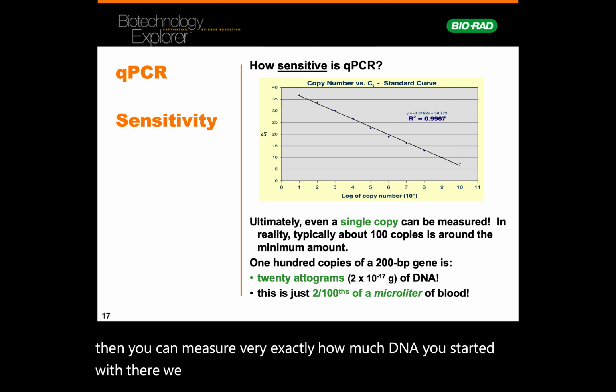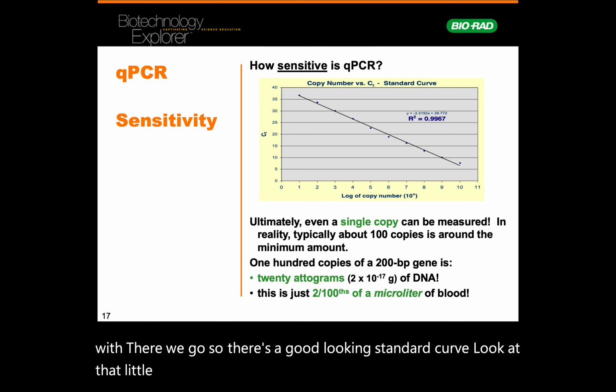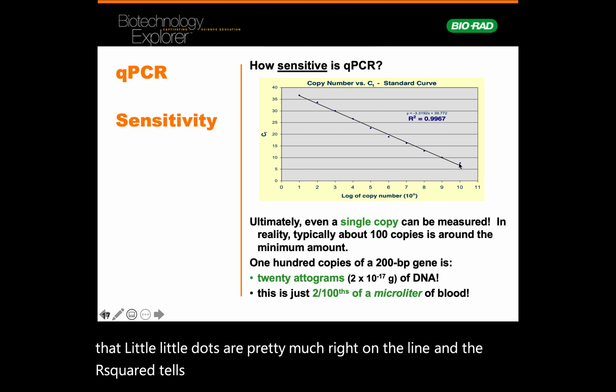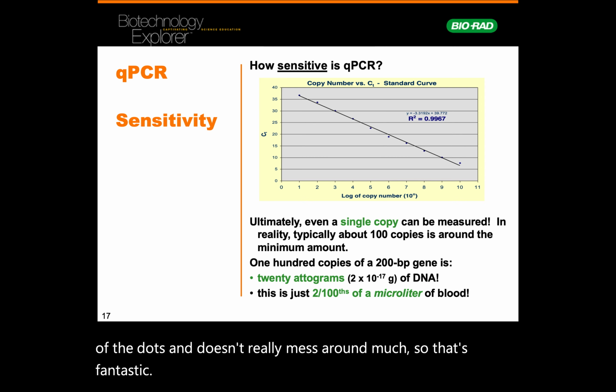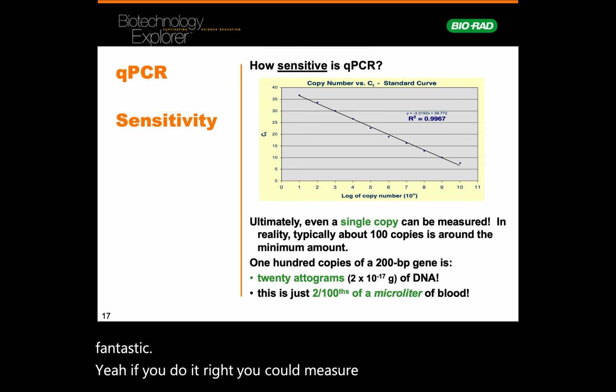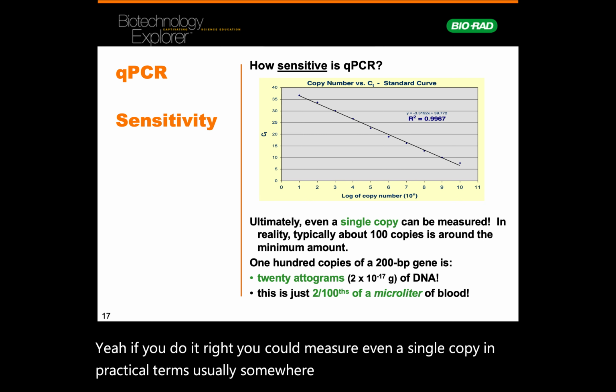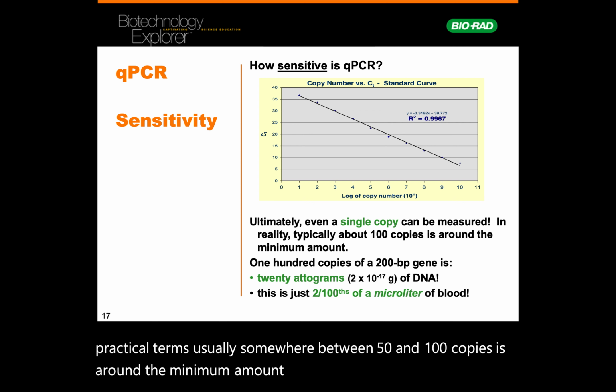So there's a good looking standard curve. Look at that. The little dots are pretty much right on the line. And the R squared tells you that that line goes pretty much through the center of the dots and doesn't really mess around much. So that's fantastic. If you do it right, you could measure even a single copy. In practical terms, usually somewhere between 50 and 100 copies is around the minimum amount you can reliably amplify.